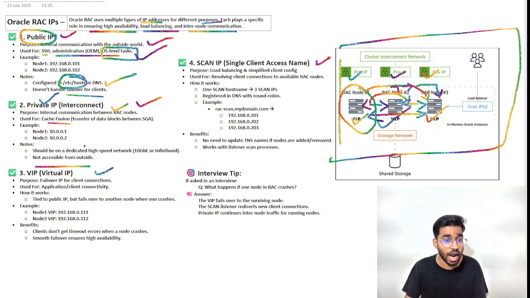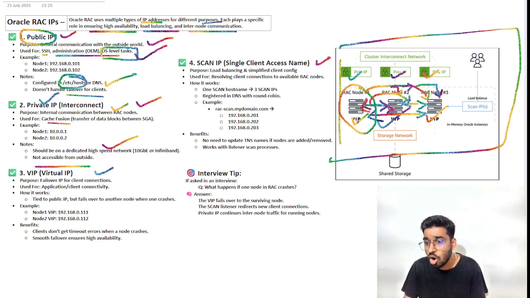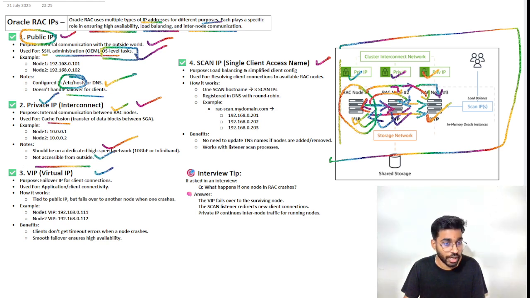There should be a dedicated high speed network, because the data block changes must be transferred very fast. The data should be consistent in all the nodes, so it is handled by cache fusion via the private network. The name itself says it is the private IP, so it cannot be accessed from outside. Okay, this is about the public IP and private IP.